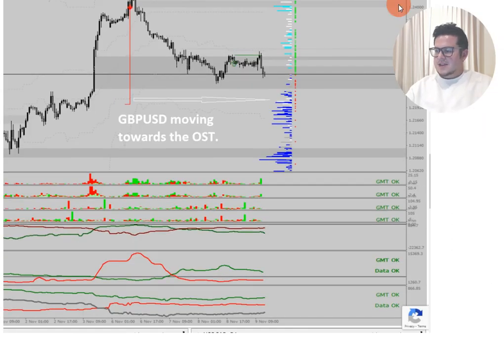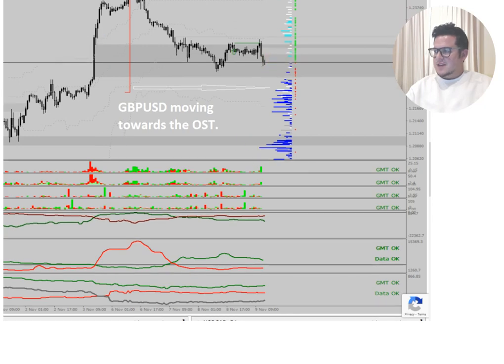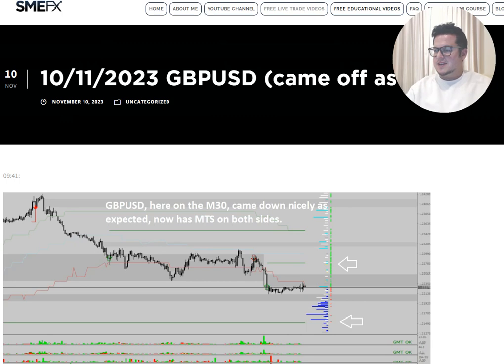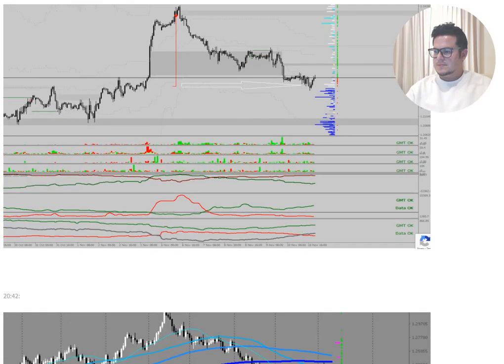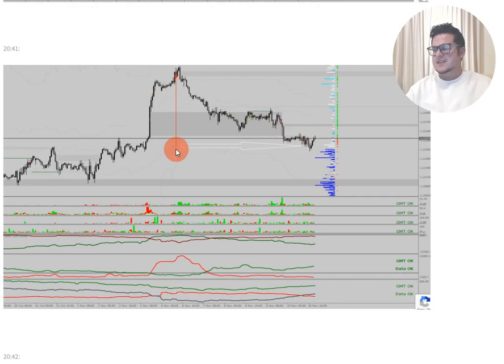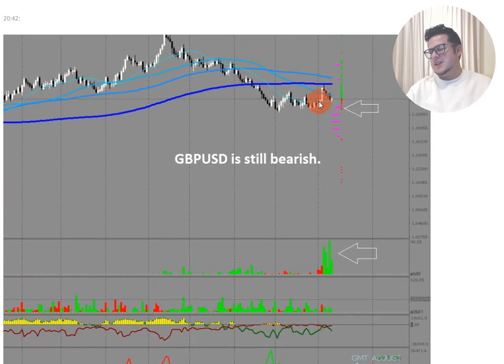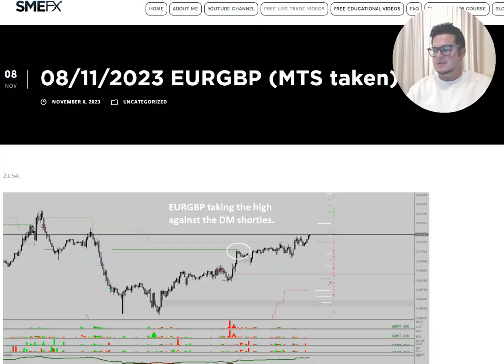And it's the pullback to take the MTS, but boom, came nicely towards the option strike target as expected. So beautiful trade, exactly to the target. And longies took over as well, so beautiful, one of the best trades this week. And overall, you see cable is still kind of bearish. There's some longies in the market, so it can come off more next week as well.